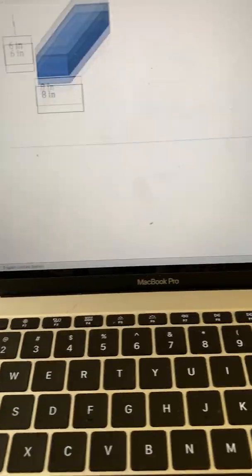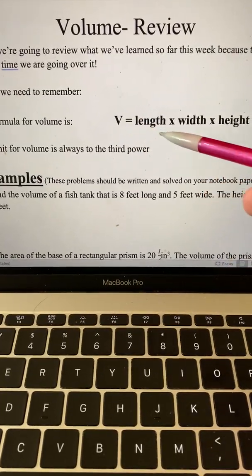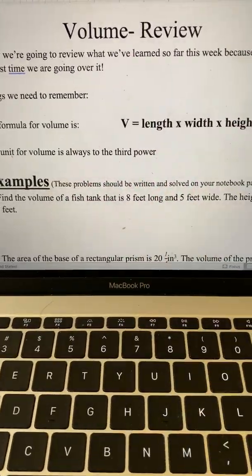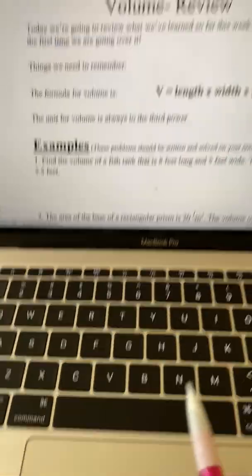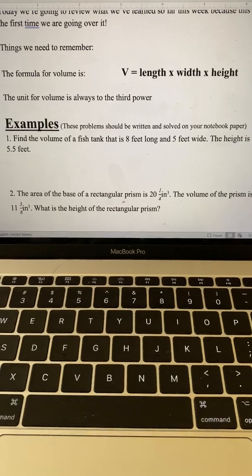Okay, so like I said, we're just going to do some review today. We need to remember that the formula for volume is length times width times height. That unit is always to the 3rd power. Here's our first example. Find the volume of a fish tank that's 8 feet long, 5 feet wide, and a height is 5.5 feet. Okay, pretty straightforward for this one.